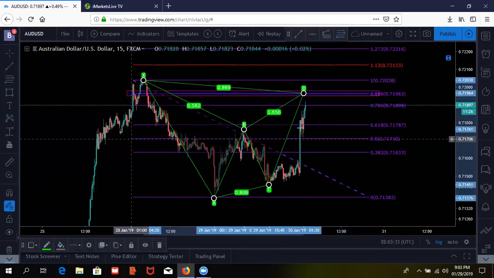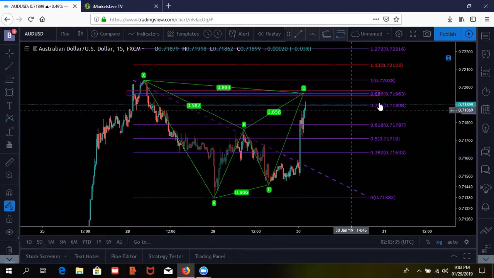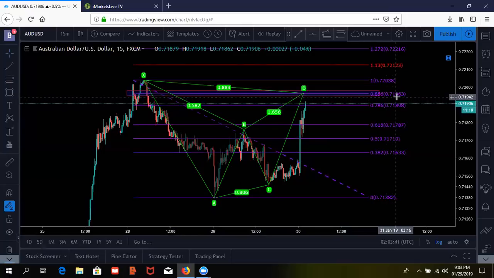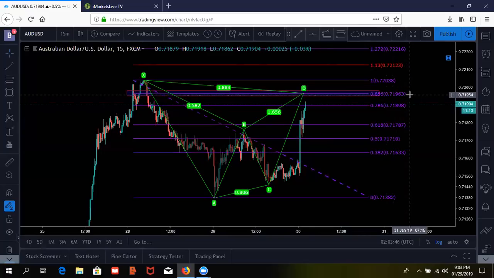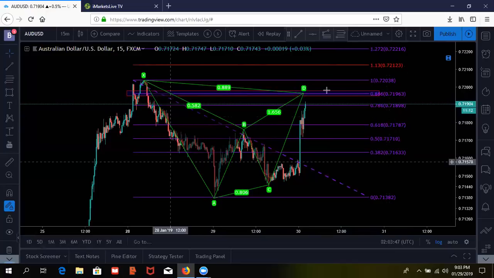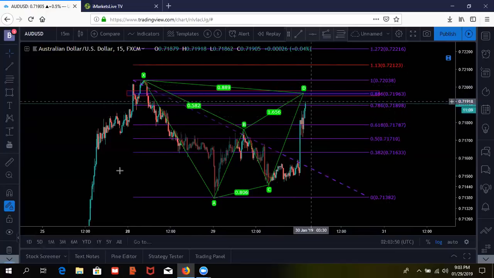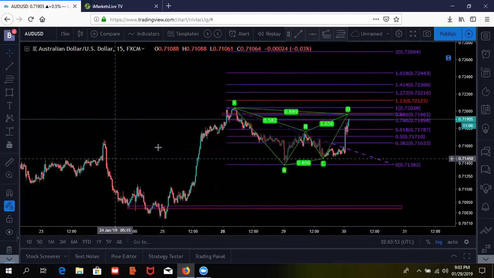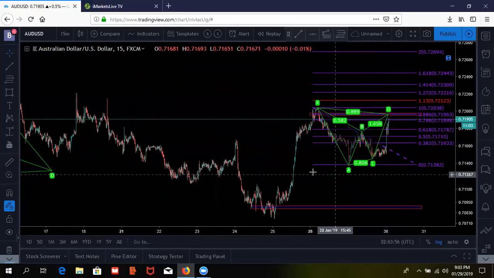So we're gonna come back to this one right here. If you guys want to, you can set pending orders at 0.71960. So it should push up there and hit that order. So going back here, that's one harmonic pattern right there.